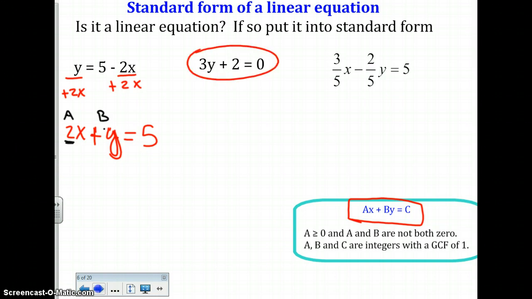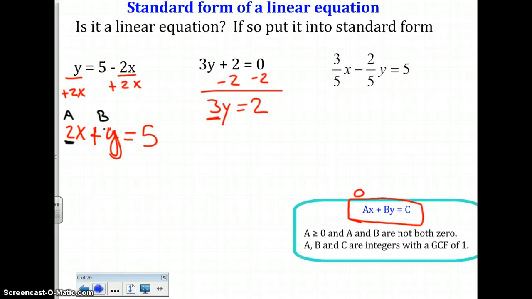In this next one, as I look at the center equation, there is not an x value. So in this equation, the a would be 0, 0 times x would be 0, so we don't have a value for that particular term in the equation. I do need to get the 2 to the other side, so I can go ahead and subtract 2, and we get 3y equals 2. At this point, this does satisfy what we're looking for. The value in front of y is an integer, and it's greater than 0.